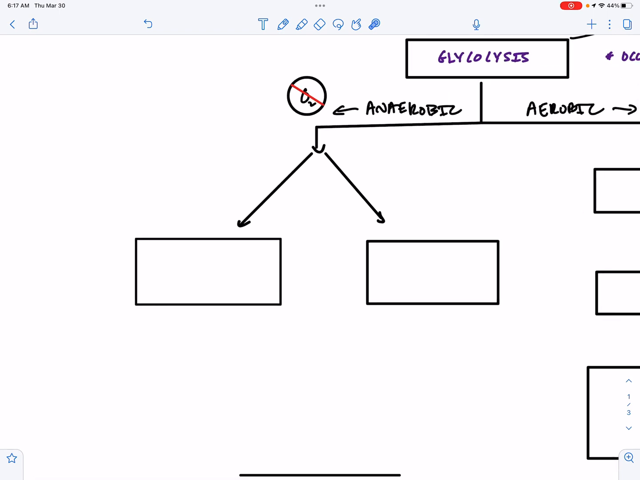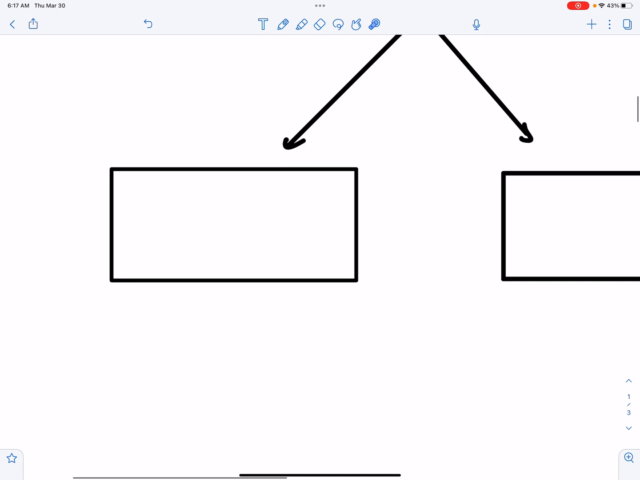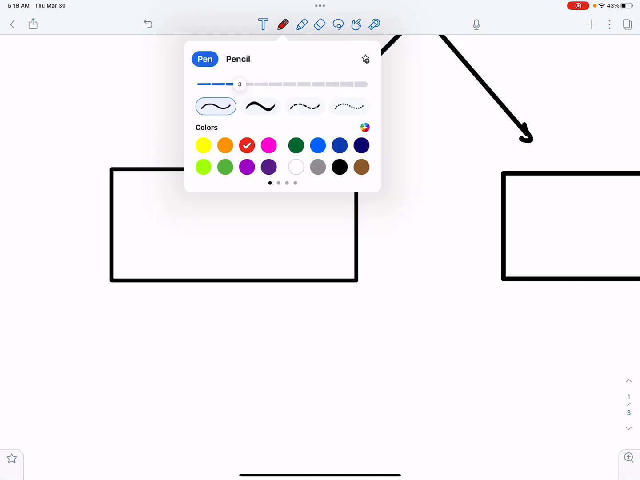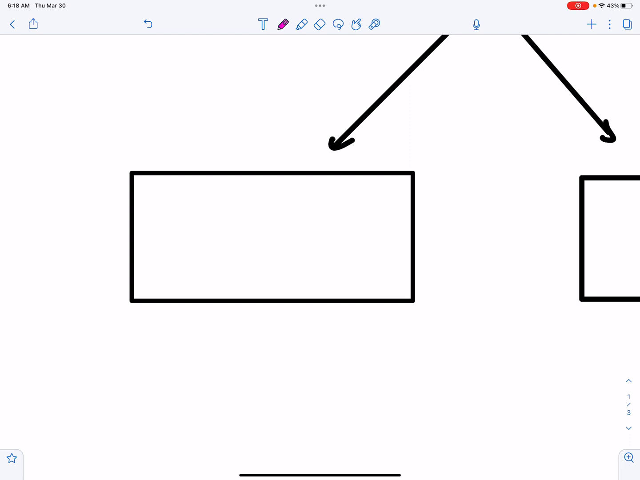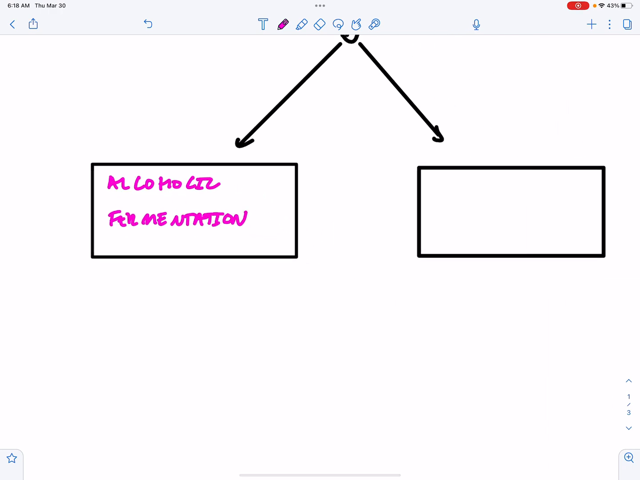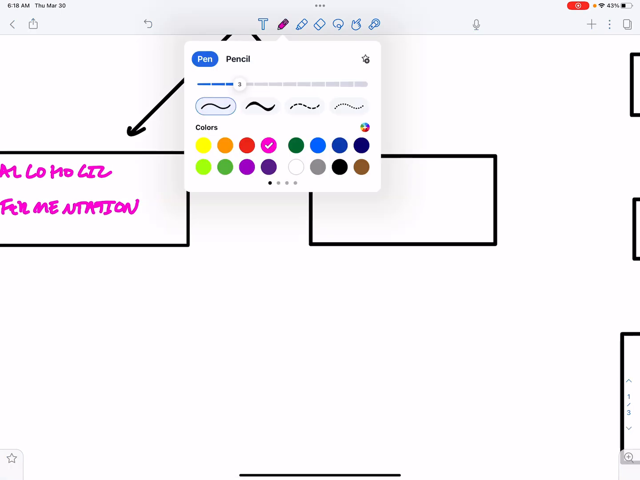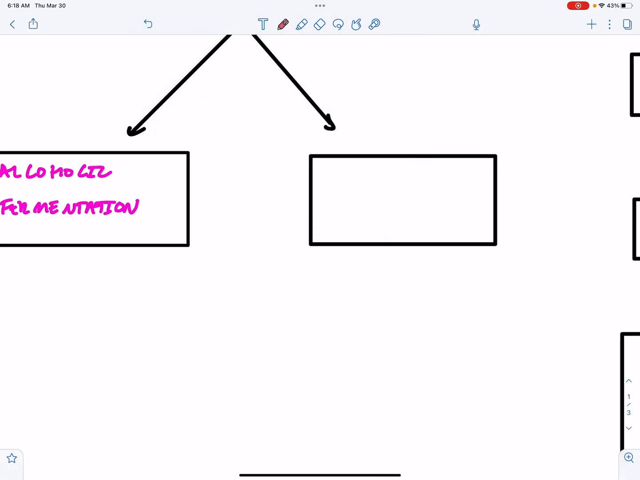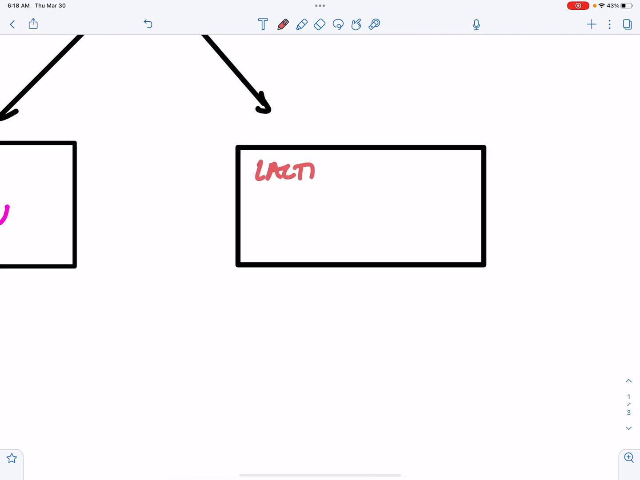There are two different types of anaerobic fermentation that we're going to study in this class. The first type is called alcoholic fermentation. And the other type is called, what color do I want to use? I guess this one, lactic acid fermentation.